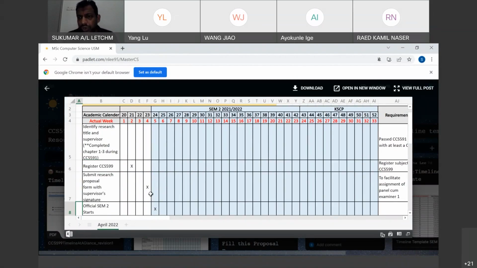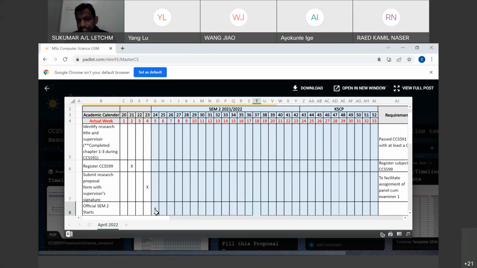You don't know who your panel 1 and panel 2 are. We have 2 people who are going to be nominated as panel 1 and panel 2, and they are going to be your examiners. This will happen before you start your semester 2. As you see here, I mentioned: submit your research proposal form with the supervisor signature. This is in week 4, 1 week before your official semester 2 start. So you need to comply with the date.